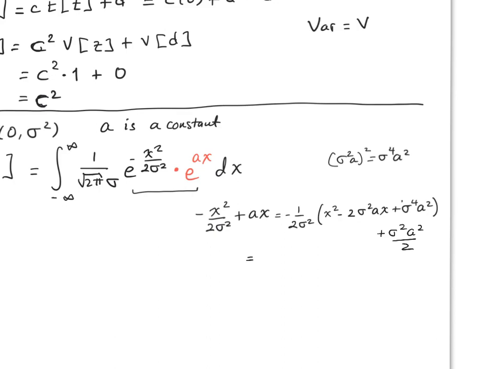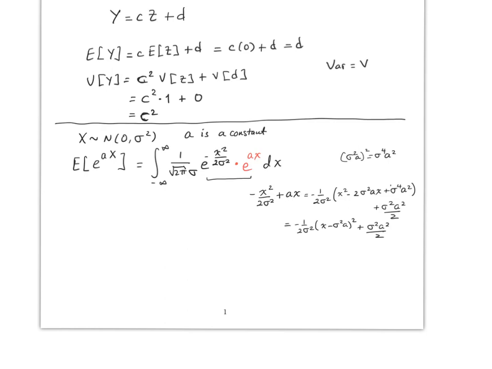Hence, you simplify this, you will end up with minus 1 over 2 sigma squared times x minus sigma squared a, squared, plus sigma squared a squared over 2. Again, this is just completing the square, and you should definitely check that when you go through all of these steps, you end up with exactly this.